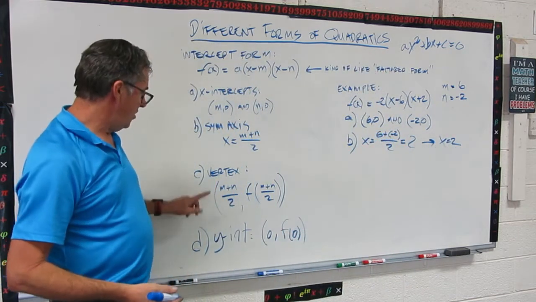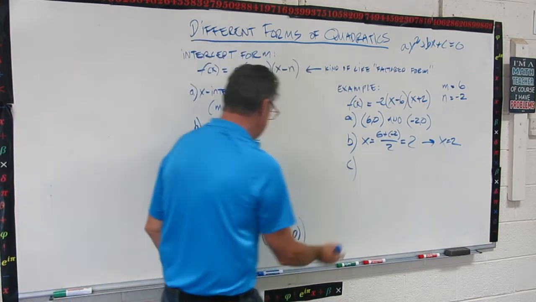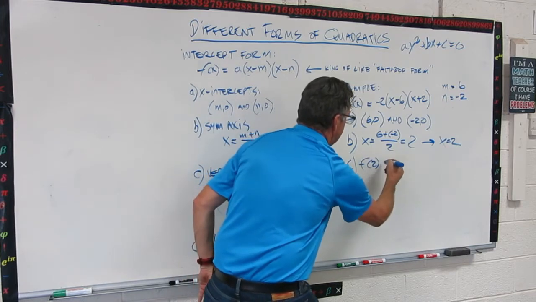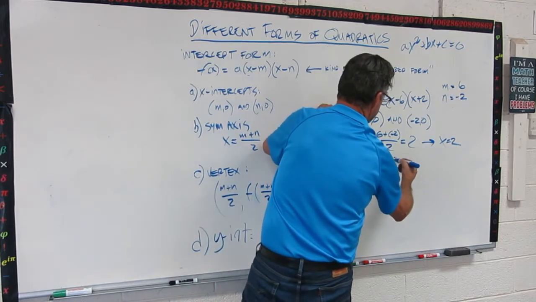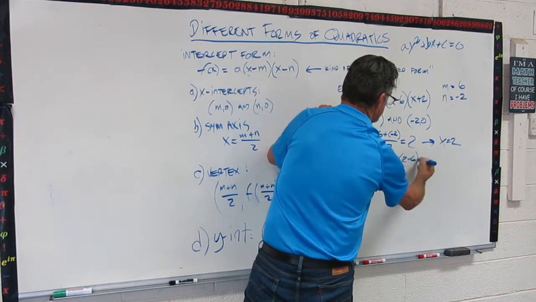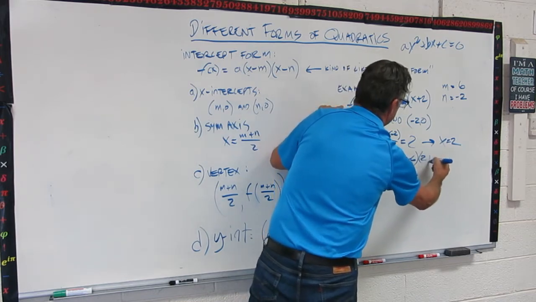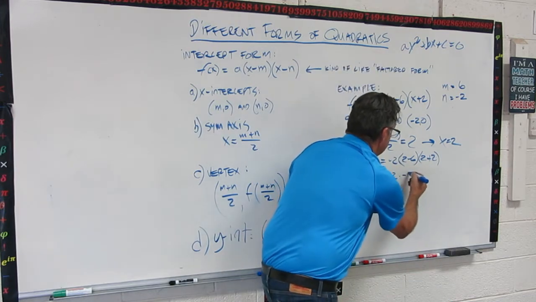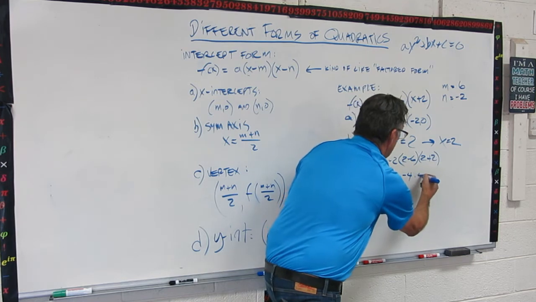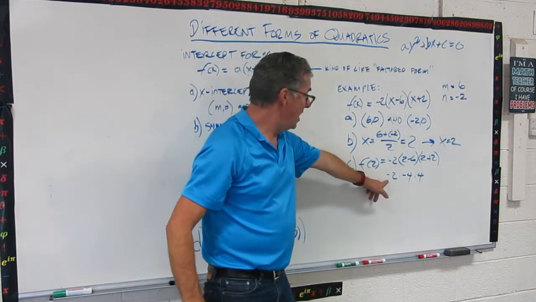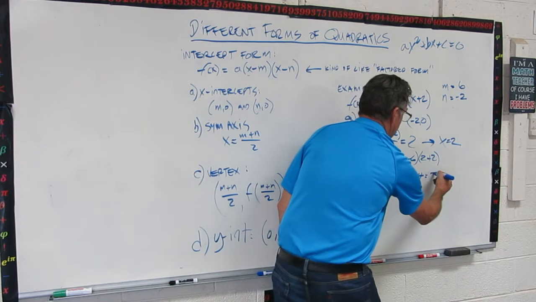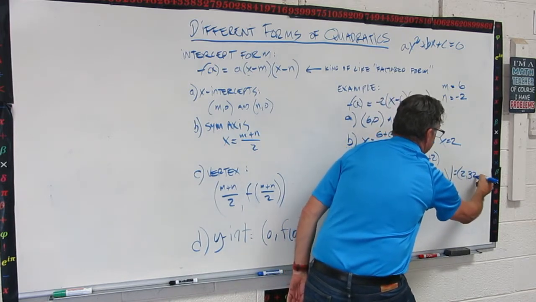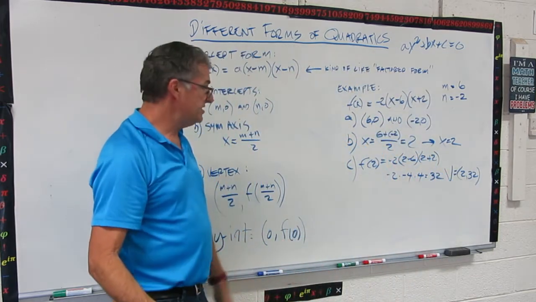Sweet. Now let's do our vertex. To get the vertex, I need to do f of 2. So f of 2, plug my 2 into the function, and I get -2 times 2 minus 6 times 2 plus 2. That's going to be -2 times -4 times 4, like that. So this is going to be 32. So my vertex is (2, 32).